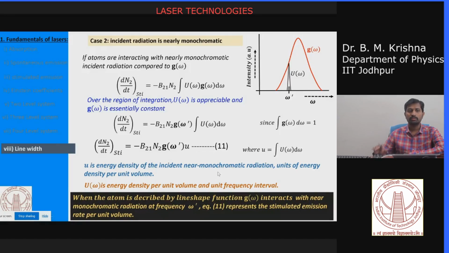So now when an atom described by line shape function G of omega interacts with a nearly monochromatic radiation at frequency omega prime, this equation 11 becomes the stimulated emission per unit volume. So that means whenever you are considering your rate equation for the stimulated emission, you have to choose whether your incident radiation is monochromatic or broadband. Depending upon the incident radiation, you will select either equation 11 or the previous equation, which is used when your radiation is broadband. Stimulated absorption, or we can call it absorption.